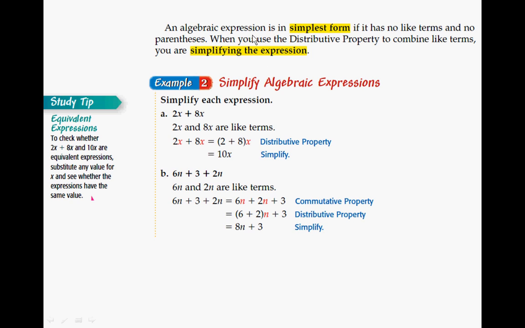Okay, so an algebraic expression is in its simplest form if it has no like terms and no parentheses. When you use the distributive property to combine like terms, you are doing what is called simplifying the expression. So it's important to understand the directions, because I've had a lot of people say, well, what's the answer? Well, there is no answer here. We are just simplifying it to make it a smaller or simpler expression. So go ahead and copy these two examples down.